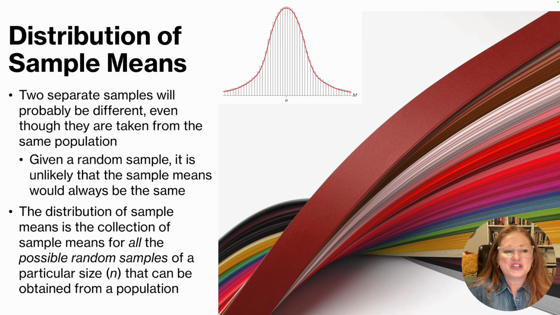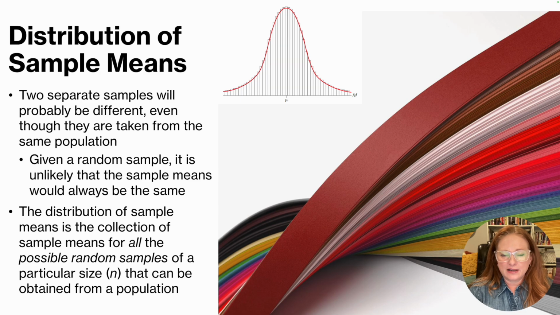Okay, so distribution of the sample means. Let's say that you grab two separate groups. Obviously, they're going to be different, even though you take them from the same population. So look at this graph here. This is the distribution of sample means or your entire population group, okay?